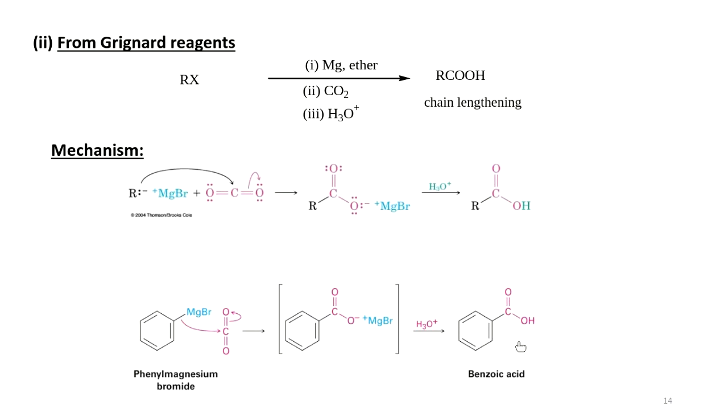And this one is different now. When you're doing the Grignard reaction, your acid is going to have one more carbon than what you started with. Because remember, you're reacting it with CO2, and that becomes incorporated into the new molecule. So the chain is lengthened by one carbon.